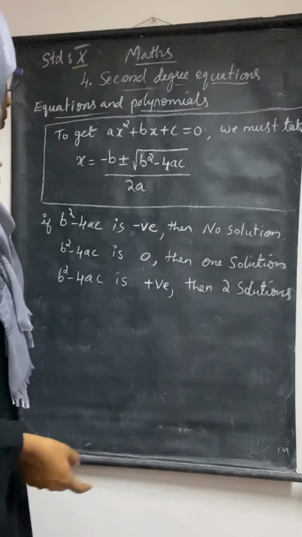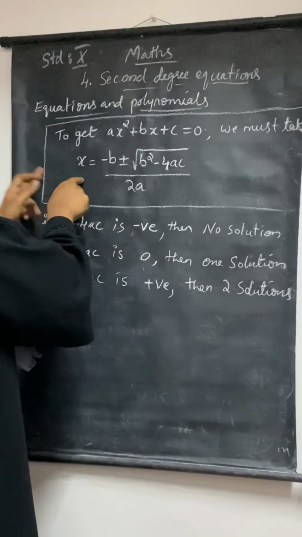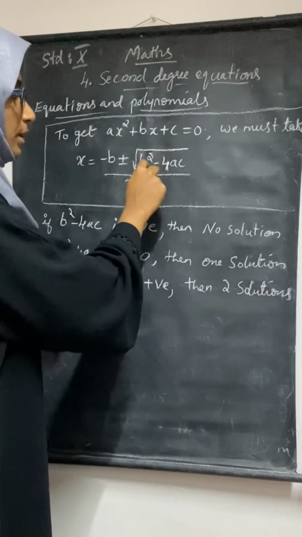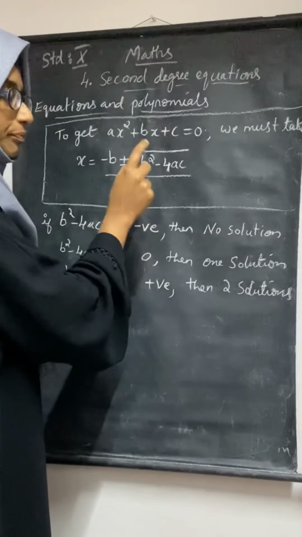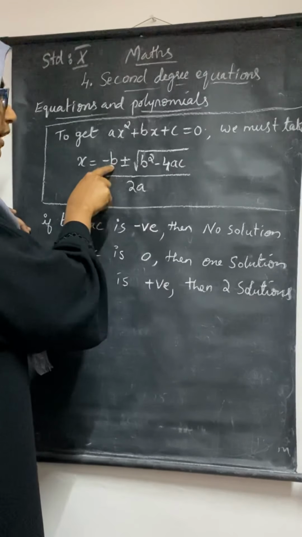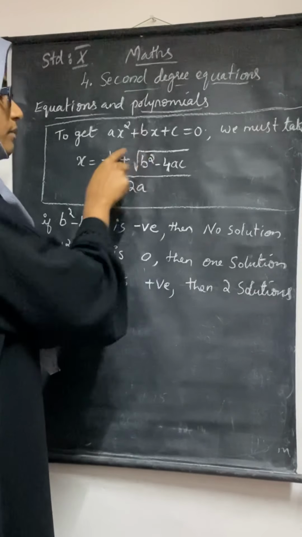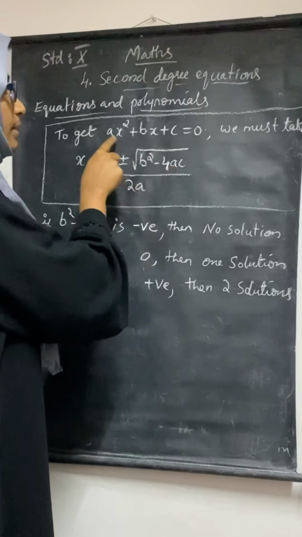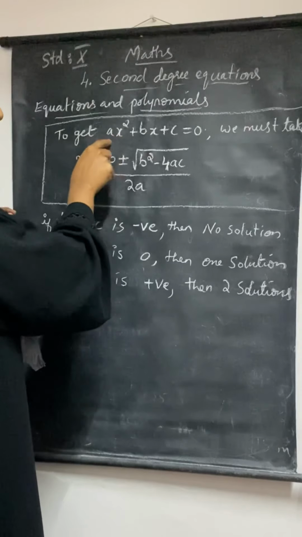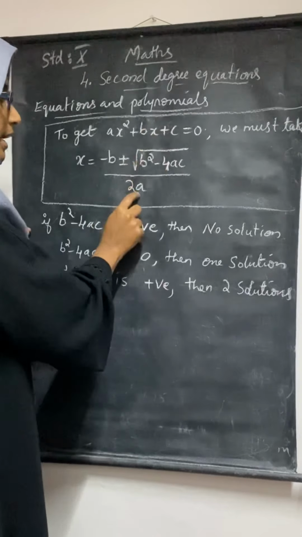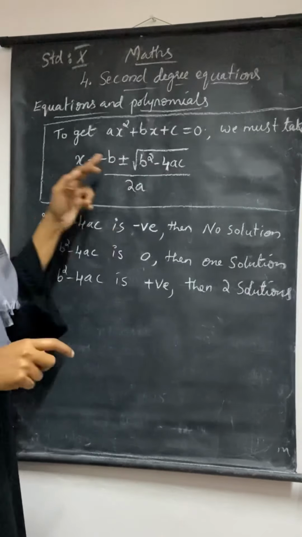Before, we found the solution by completing the square. Now we are using the quadratic formula. x is equal to minus b plus or minus root b square minus 4ac, divided by 2a. You can see where b comes from: b is the coefficient of x. So the x coefficient will be b, a will be the x square coefficient, and c will be the number term. And a also comes in the denominator. So this is the formula.